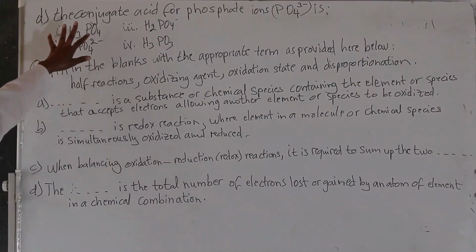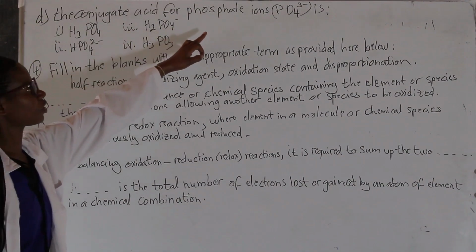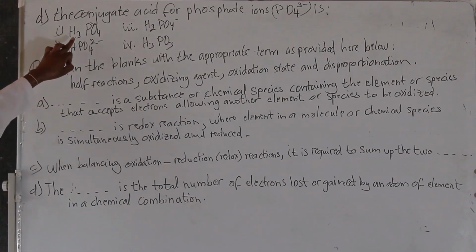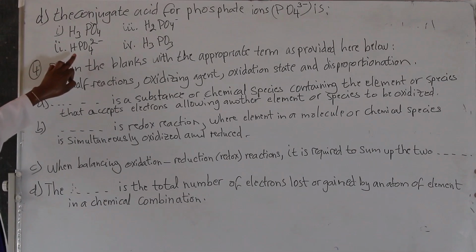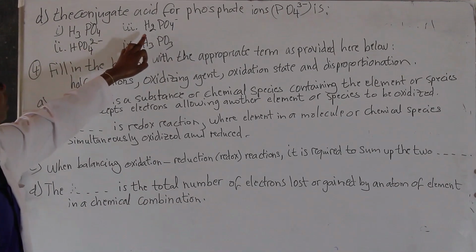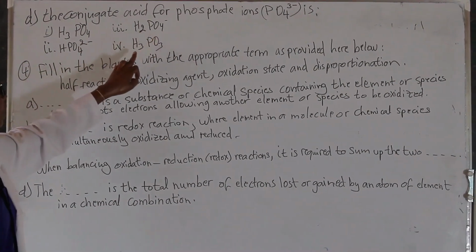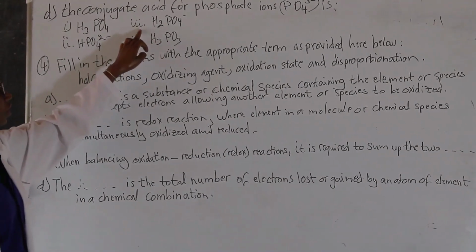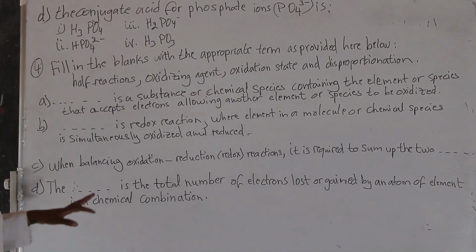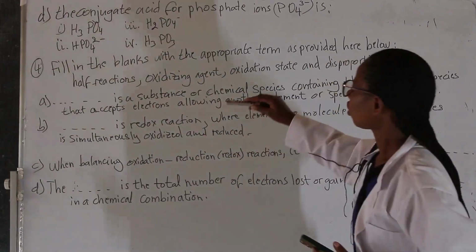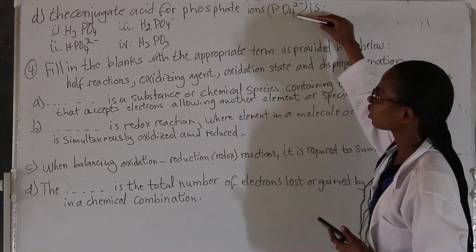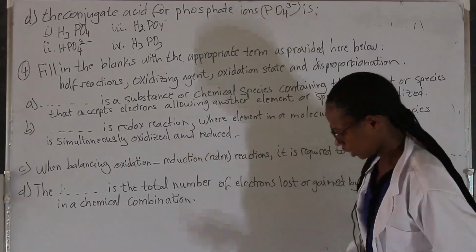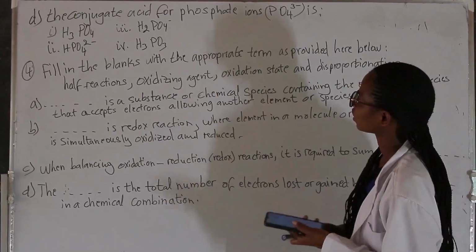For question number D, the conjugate acid for phosphate ion is: A, H3PO4; B, HPO4 2 minus; C, H2PO4 minus; D, H3PO4 minus. The correct answer here is E, because for the conjugate of this phosphate ion, it will gain H plus.